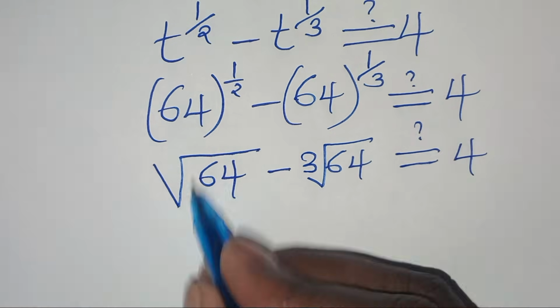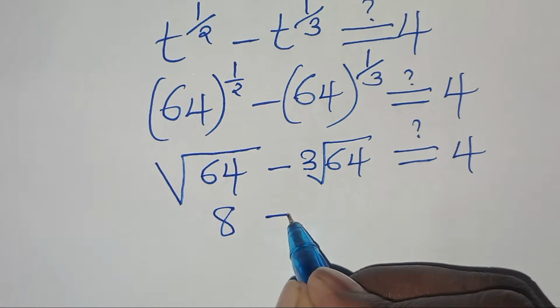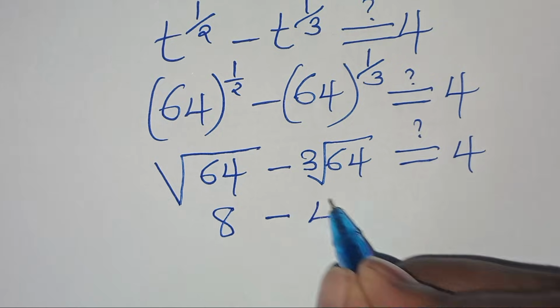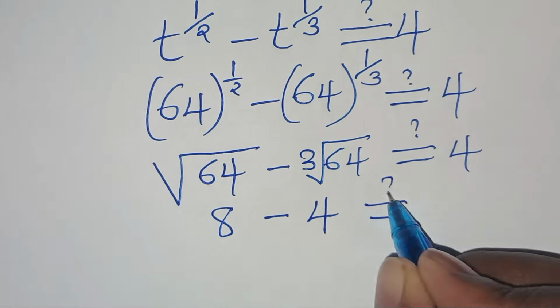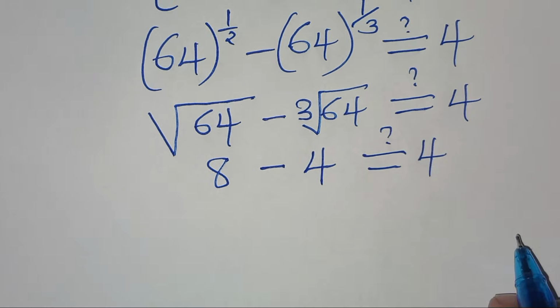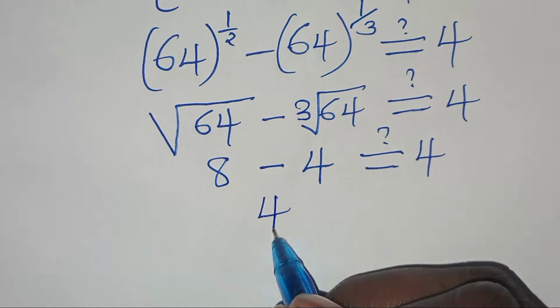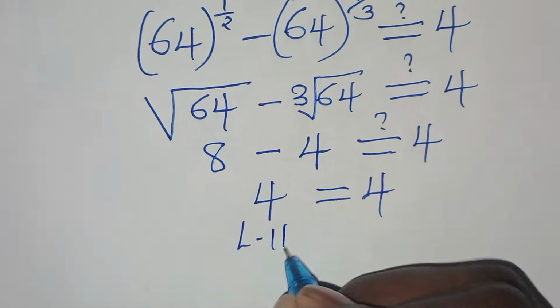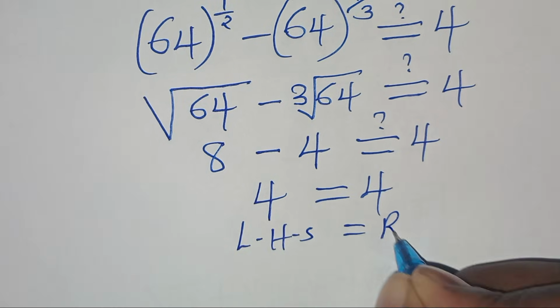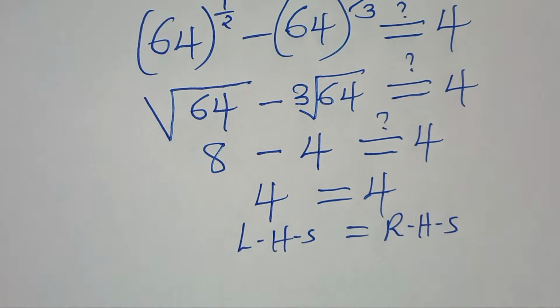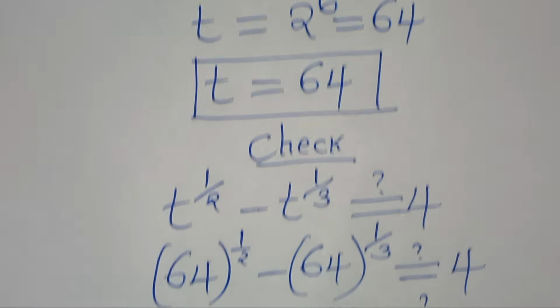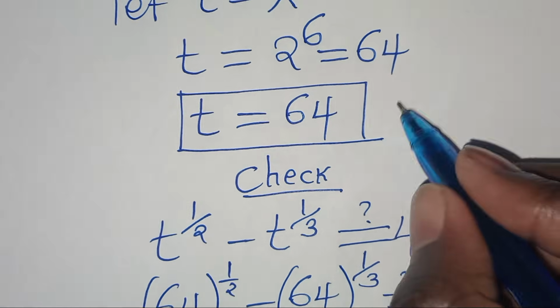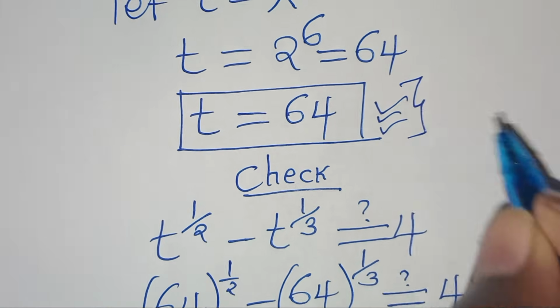So we have that the square root of 64, this is 8, minus the cube root of 64, this is 4. This should give us a value of 4. 8 minus 4, this is 4, which is equal to 4. So we have that the left hand side is equal to the right hand side. And this proves that the value of t, which is equal to 64, satisfies the equation.